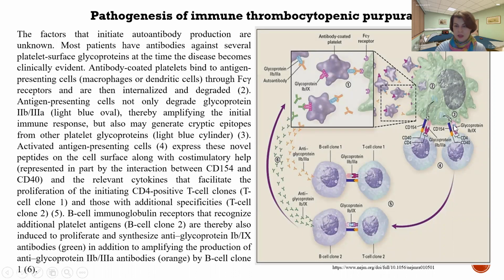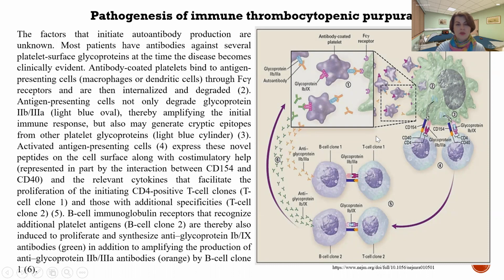Here we are again. Here there's glycoprotein specific one, and the relevant cytokines that facilitate the proliferation of the initiating CD4 positive T cell clones. First one is for those with additional specificities, T cell clone 1 and B cell immunoglobulin receptors that recognize additional platelet antigens are thereby also induced to proliferate and synthesize anti-glycoprotein antibodies. They are greenish here, in addition to amplifying the production of anti-glycoprotein antibodies by B cell clones.